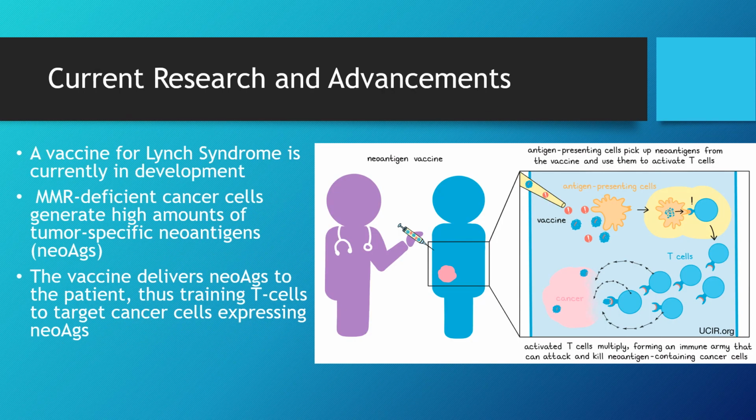Briefly about the current research and advancements that have occurred in the last few years, there is a vaccine for Lynch syndrome that is currently in development. Mismatch repair deficient cells actually generate high amounts of tumor-specific neoantigens, known as neoAGs. This vaccine aims to deliver these neoAGs to the patient through injection, and it trains the T cells in our body to target cancer cells that express these neoantigens, so that once these cancer cells start developing, the T cells are able to take care of them much earlier in the process.